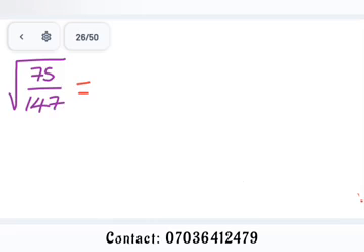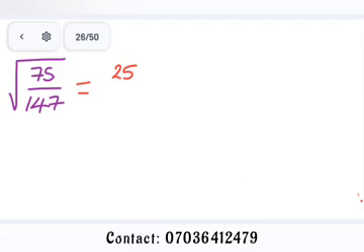So now just watch how we do it. For 75, if we look at 75, what can divide 75? 5 can go into 75. Now because 5 can go into 75, and remember 5 can also go into 25, 5 can also go into 25.